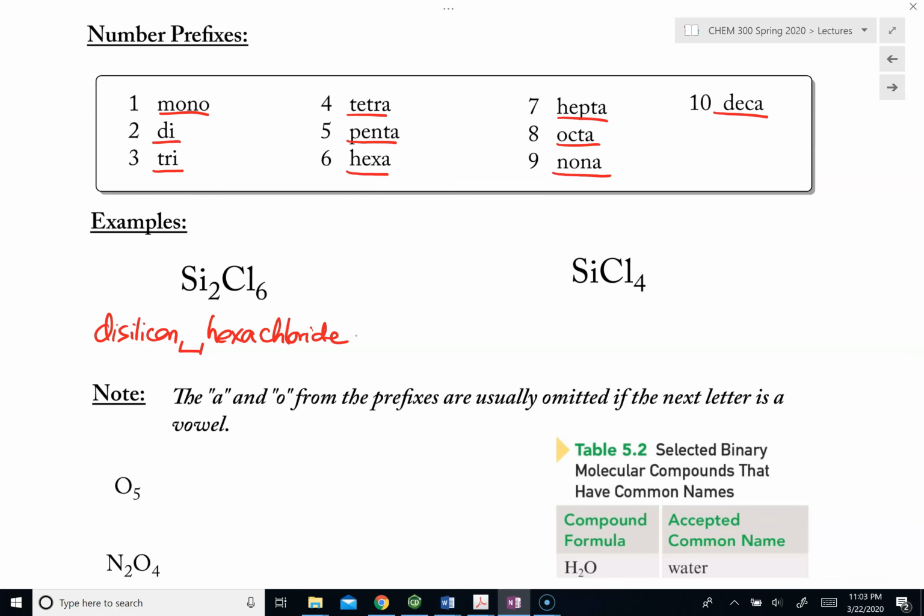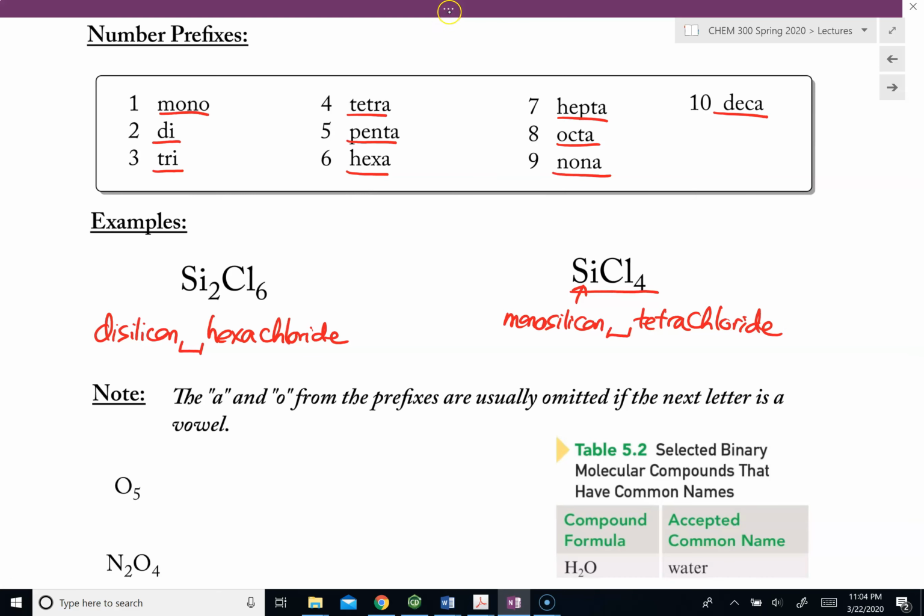Let's now try another example. SiCl4. How will we name this molecule? Here, silicon is first, and we have 1 of it, so monosilicon, followed by a space. Now there are 4 chlorine, so tetra for 4. And again, chlorine becomes chloride. So tetrachloride. That would be the name of this molecule.